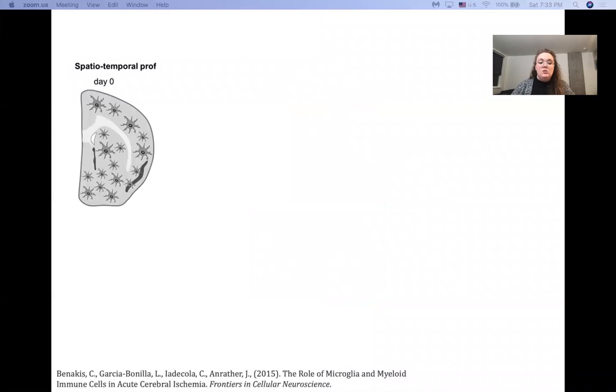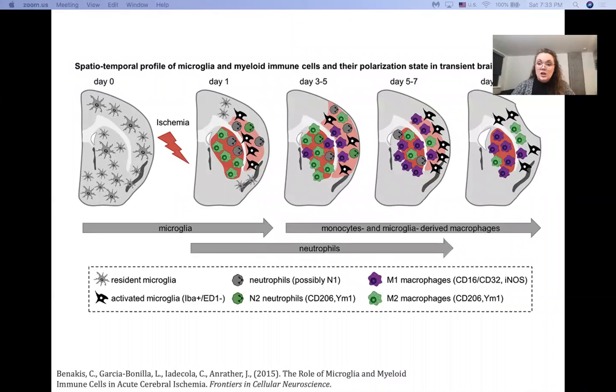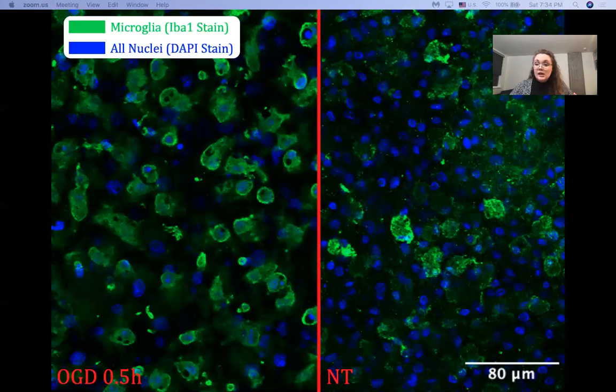Now, it's also been known and pointed out by Vanakis and Frontiers in Cellular Neuroscience that in response to ischemia, what we're modeling with oxygen glucose deprivation, microglia not only change from resident microglia phenotype to activated microglia phenotype, they also likely change alongside monocytes into phenotypes of M1 and M2 macrophages. So when we're studying cell shapes in our experiments, we actually get to study and quantify the difference in cell shape features amongst our groups, such as the injured group OGD at half an hour here and our non-treatment group.